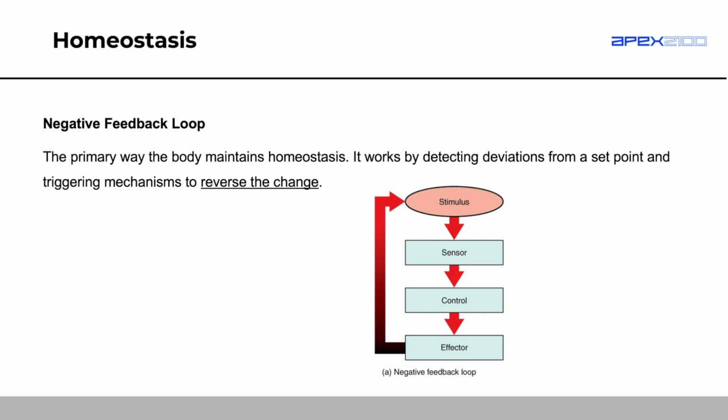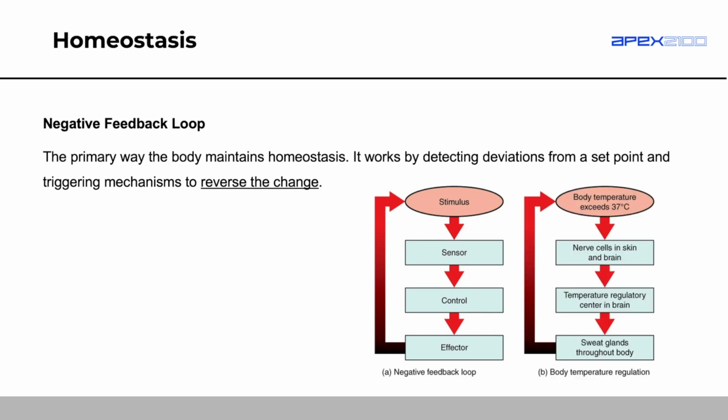So there'll be a stimulus, a sensor or a receptor that will identify that change. That will go to a control center, and then there will be some sort of effector. So it's a very complex way of putting it, but it's really quite simple. So if we think about body temperature, say my body temperature is getting too high, the nerve cells in my skin and in my brain will detect that the body temperature is too high. That message will get sent to the regulatory center in the brain that looks after my temperature, and that will produce some sort of response.